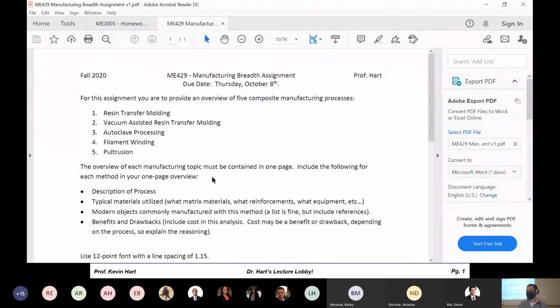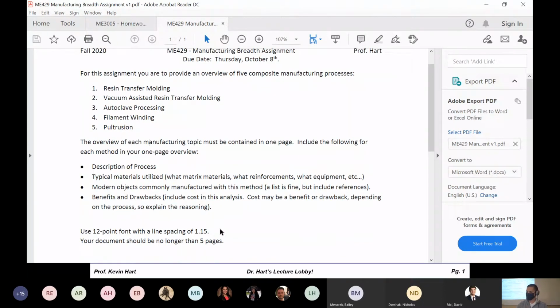So these 5 methods, just kind of ask you to overview them, maybe 1 page per. Talk about things like very brief description of the process, some typical materials that you might see manufactured with these particular methods, modern objects commonly made, and benefits and drawbacks. So most of this material you can probably just take directly from my notes. You might need some additional references to the outside, like I found from this website that they make hockey sticks using this particular method. All right, that would be cool information. So 12-point font, typical line spacing, no longer than 5 pages. You should be able to get it all in there in 5 pages. Okay. I don't think it's all that difficult.